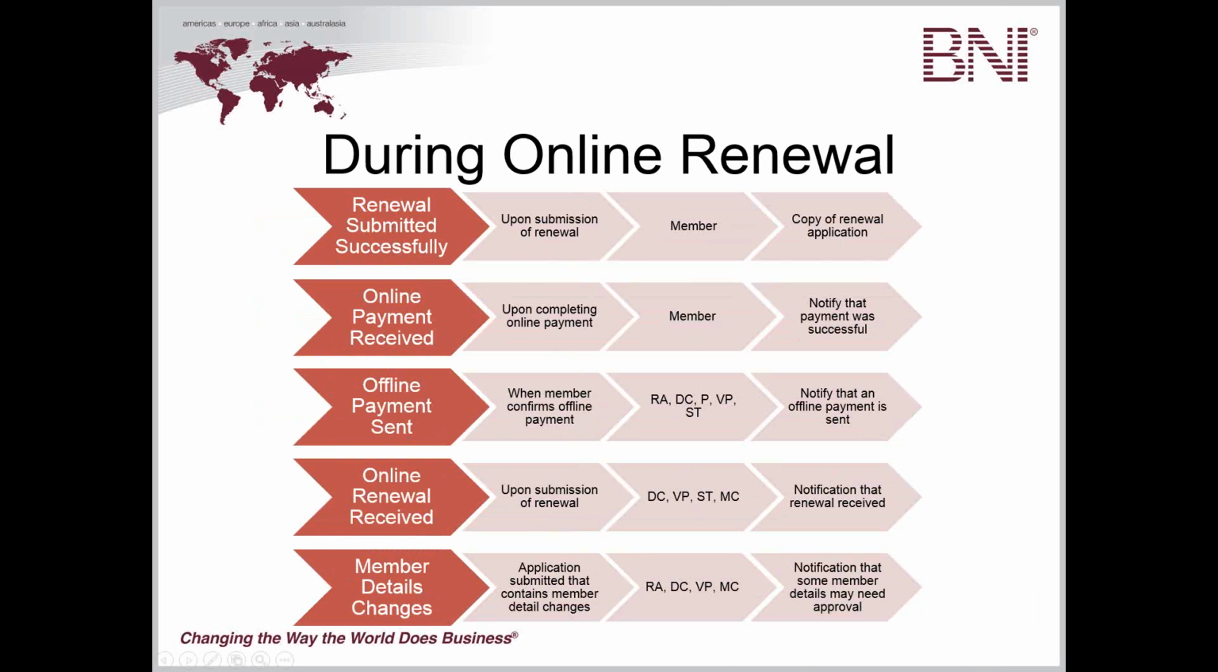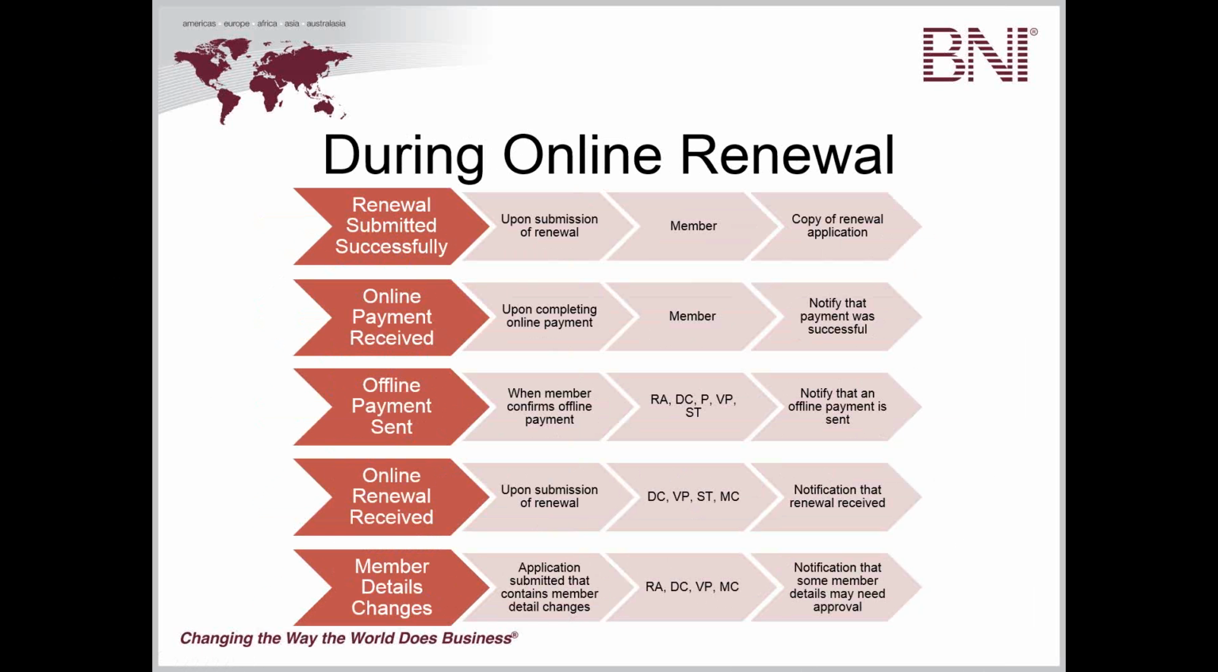Now, during the online renewal process, there's 5 different emails that could potentially go out. The first one is when they have successfully submitted an application, the member receives a copy of their application via email. Then if they do an online payment at that point, when they enter their credit card in, they'll also get a separate email when the payment was successful, letting them know that that happened.